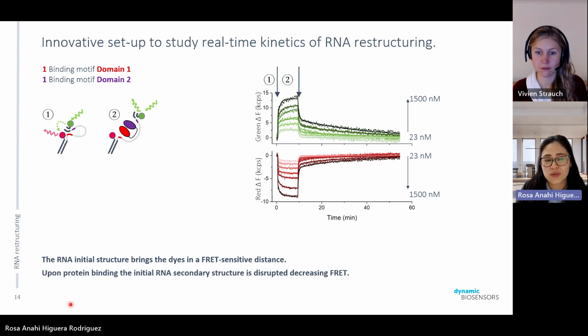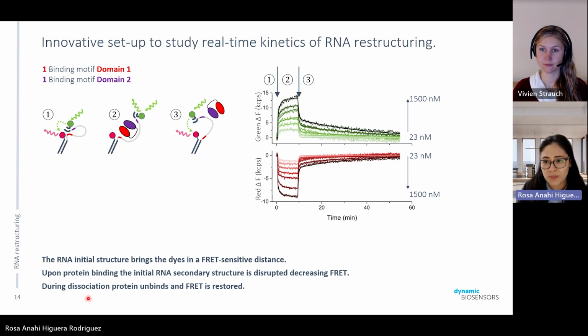Then when the protein binds, it opens up the structure when it loops the RNA. Therefore, it separates the dyes and leads to a decrease in the FRET, which we see here in this second stage of the association. So we recover the green signal and we decrease the red signal. And in the dissociation phase, where we replace the analyte by buffer, the protein leaves the ligand and we have a slowly recovered FRET state. So with this setup, we can monitor the kinetics of the RNA restructuring or the RNA looping itself, which is quite interesting to see.